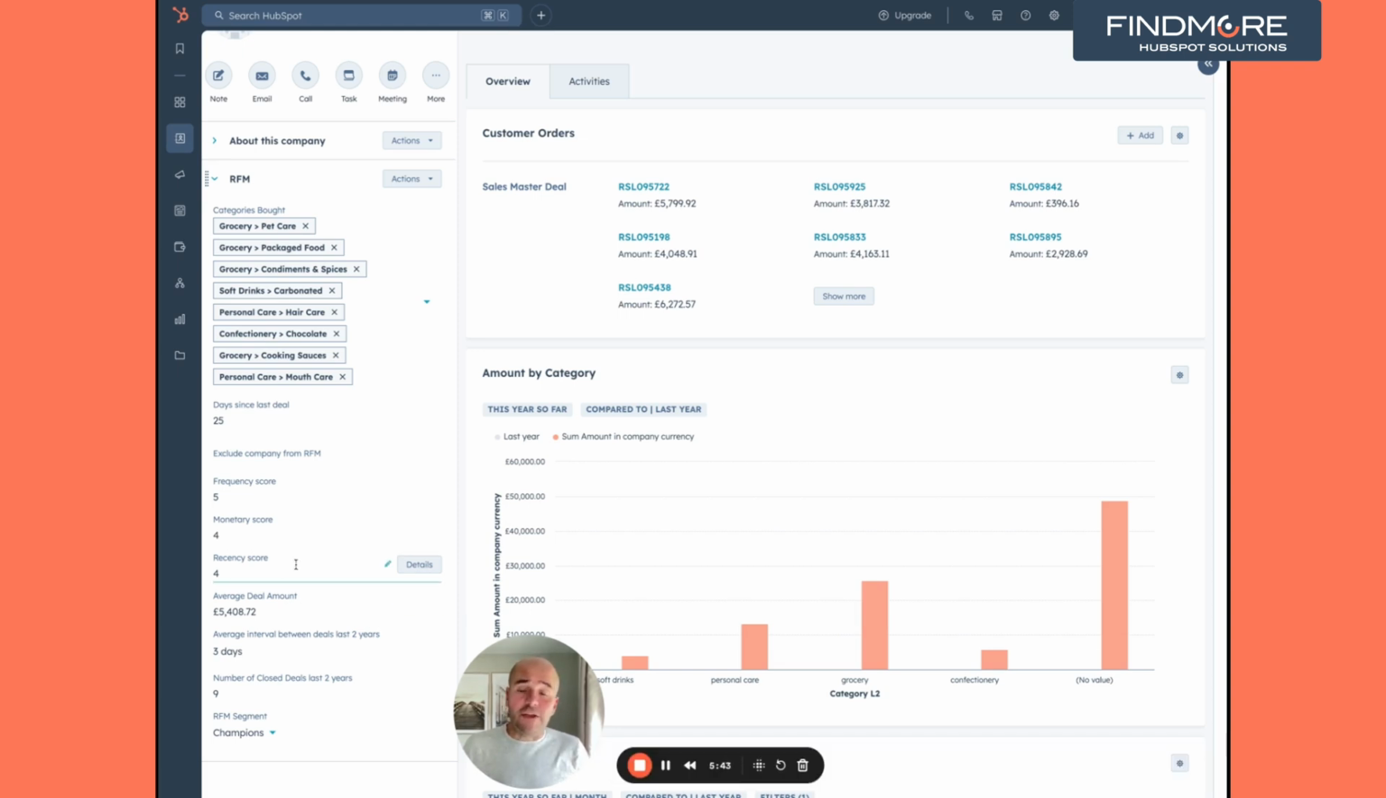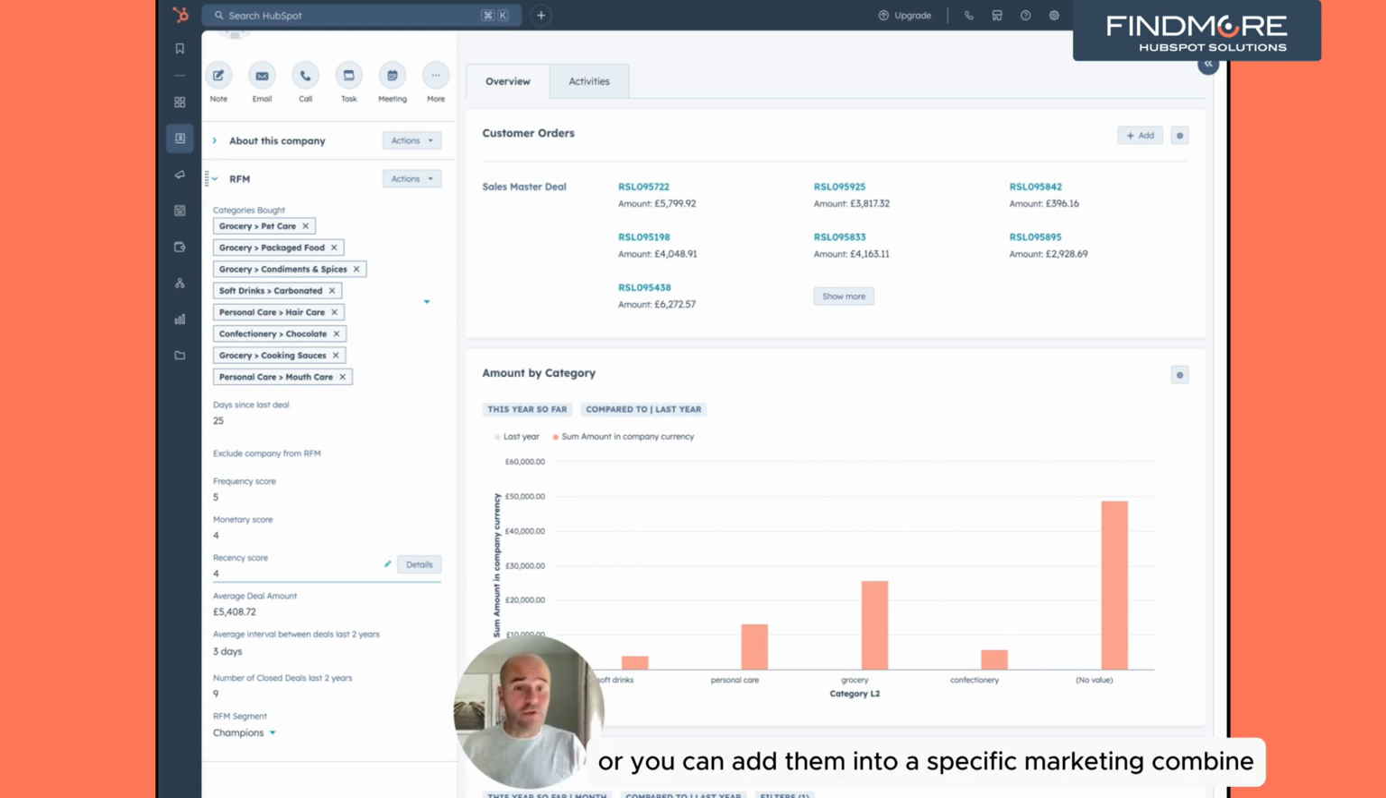As well, imagine it's a low-end customer that is falling off the rails, but you don't want to lose a small customer. You can nurture them, or you can add them into a specific marketing campaign that is designed to try to bring those customers back to life. Okay, so these are simple examples of what we can do with this type of data.